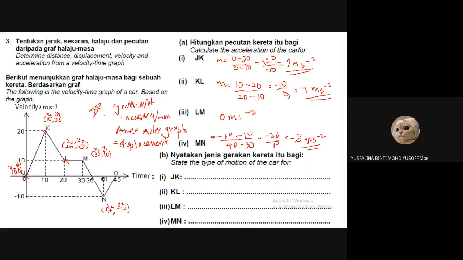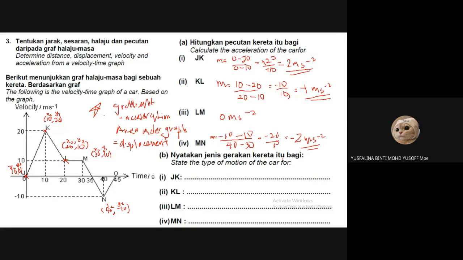Alright, so we move to the next part. JK. Can I ask someone to answer my question? What is the motion of JK? Remember, when you describe motion, use words. Don't use numbers to describe it. So what's the type of motion here? Negative 2 ms⁻². Oh my god.